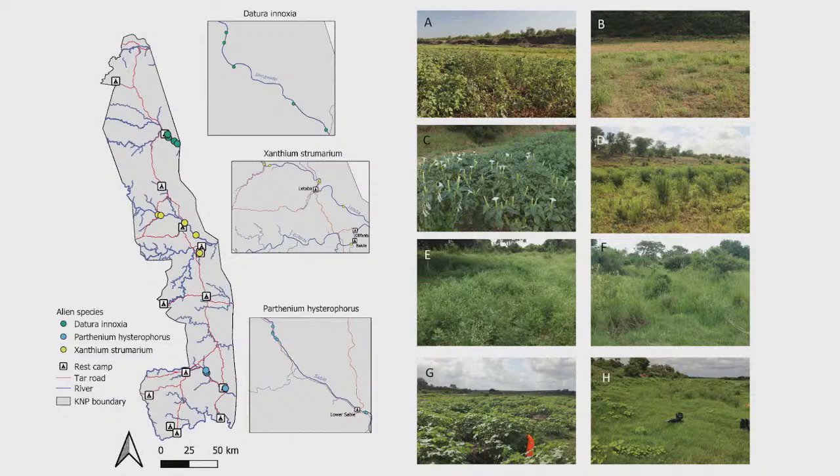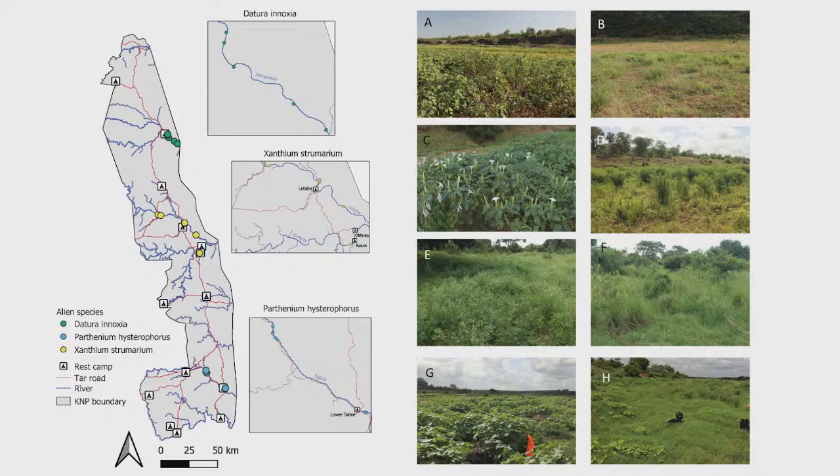For that, as Martin and Honza already mentioned, we established different sites invaded by Parthenium, Xanthium, and Datura in Kruger National Park. So we have the sites invaded by Parthenium in the south, the sites of Xanthium in the central north, and then the sites invaded by Datura in the north.